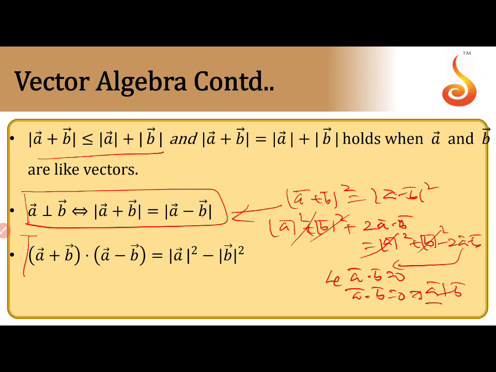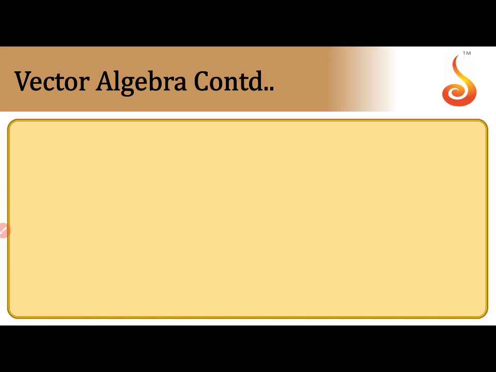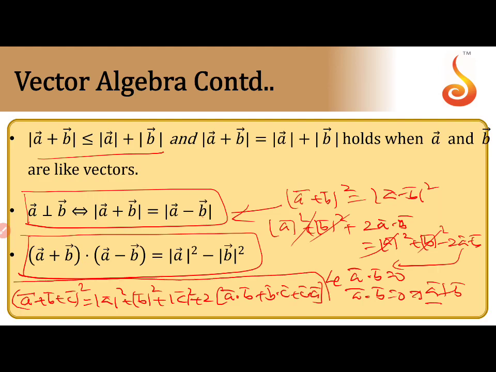Next, A plus B dot A minus B is modulus A square minus modulus B square. It is like the A plus B into A minus B formula. Here is one more formula you can remember: A bar plus B bar plus C bar whole square is modulus A square plus modulus B square plus modulus C square plus 2 into A dot B plus B dot C plus C dot A. Just remember this extra formula. Clear this one? This is the previous one.